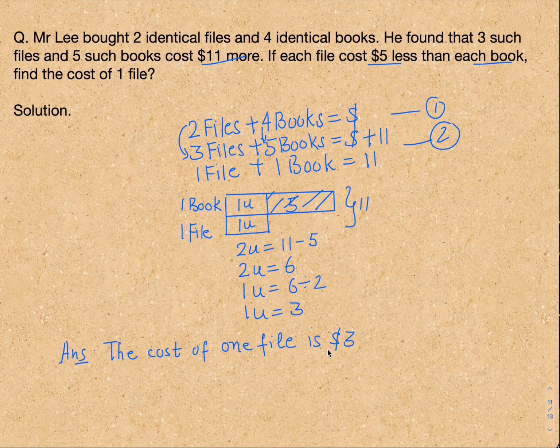If the question would have been what's the cost of one book, of course it's 3 plus 5, 8. So let's say they might have complicated the question and asked how much Mr. Lee paid for 2 identical files and 4 books. That's also easy. One file is $3, so 2 files will be 2 times 3, 6, and since the cost of one book will be 3 plus 5, 8, 4 books will be 4 times 8, 32. So 32 plus 6 will give you 38. So it's a very easy calculation. You can do it.